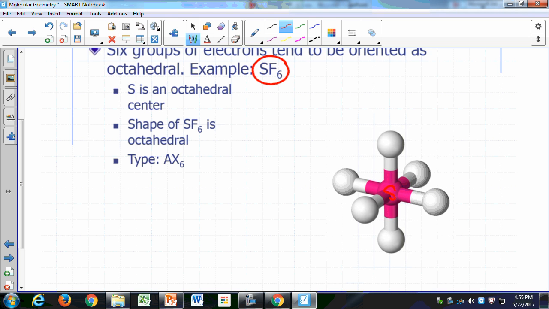So your sulfur would be here in the middle, the central atom, and you have 6 fluorines around it. So it will be an octahedral center. Okay, so when you have a steric number of 6, the center is called an octahedral center.